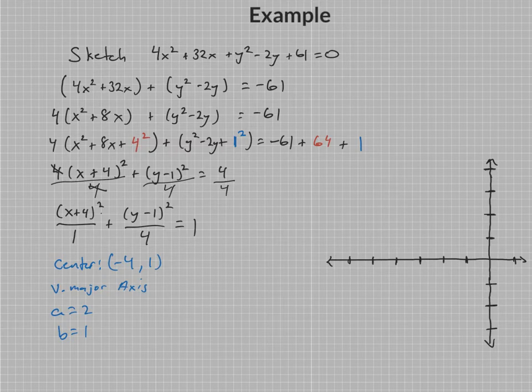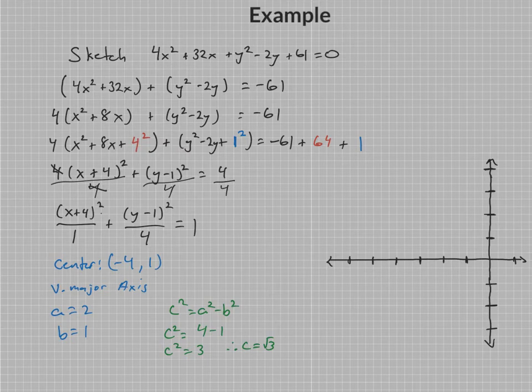The other thing I need to find out is what C is. On this problem, I know that C squared equals A squared minus B squared. So C squared is going to be 4 minus 1. C squared equals 3. So from that, C is equal to the square root of 3, which is about 1.7.